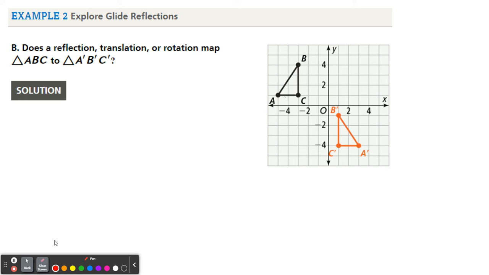What about translation? Well, A is pointing to the left and A prime is pointing to the right. No, I cannot just slide this figure and map it on there. And then rotations, I mean, if I go 180 degrees, I think that A is going to then be on top, so it would be down bottom. So there is not a single transformation.